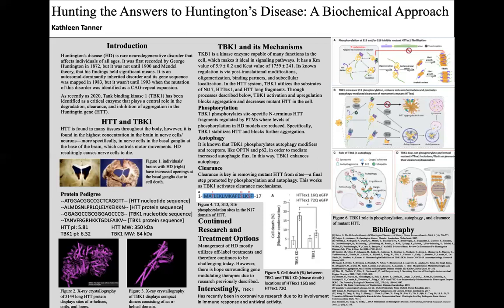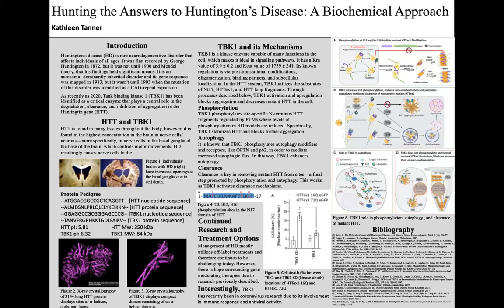In terms of TBK1 and its mechanisms, TBK1 is a kinase enzyme capable of many functions in the cell, making it an ideal enzyme in many biological pathways. With a Km value of 5.9 and Kcat value of 1759, it's comparably more efficient than other related kinase enzymes found in similar systems. Importantly, TBK1 is able to phosphorylate at specific residues significantly faster.